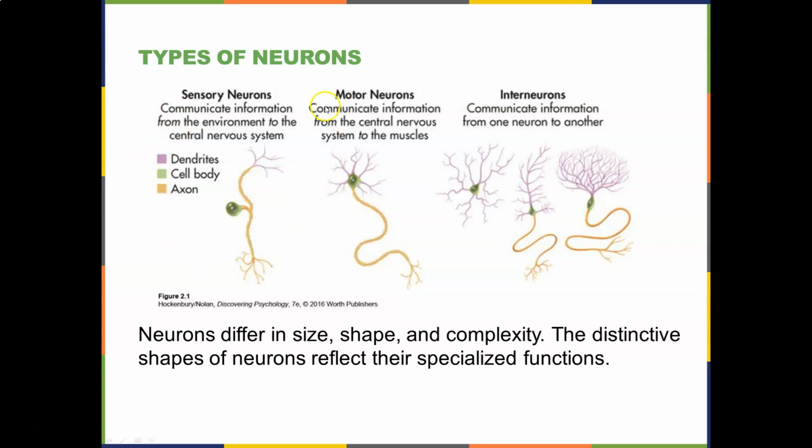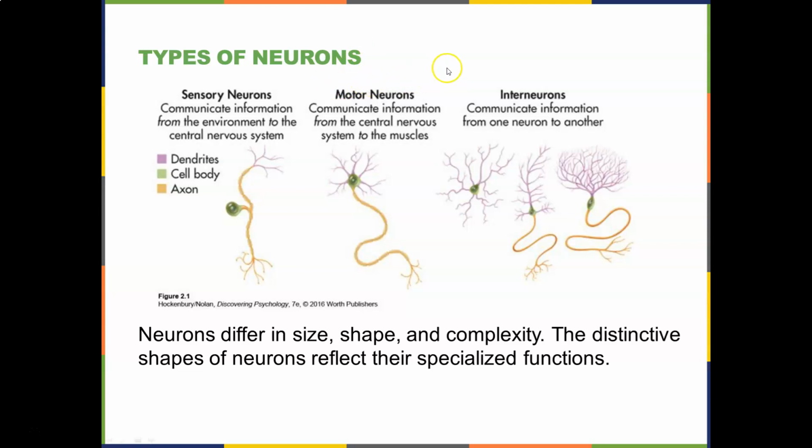Okay? Now the second type of neuron is what's called a motor neuron, and that communicates information from the central nervous system to the muscles. So basically, when an individual wants to do anything like write with a pencil or type on a computer, that's actually motor neurons doing the work.